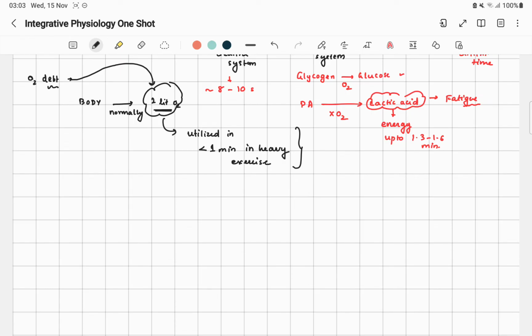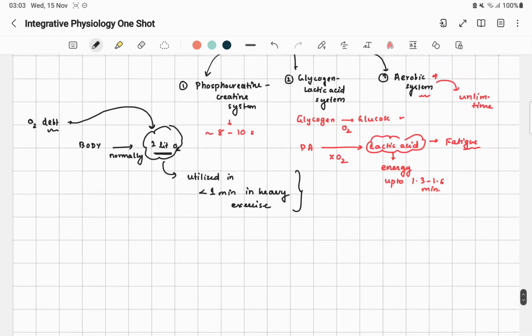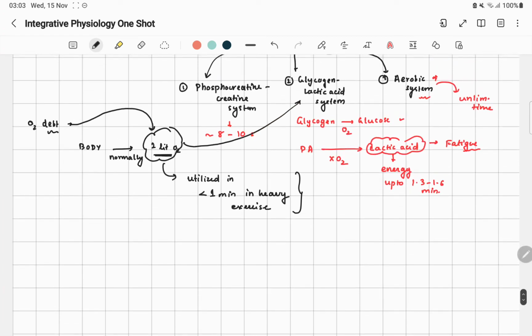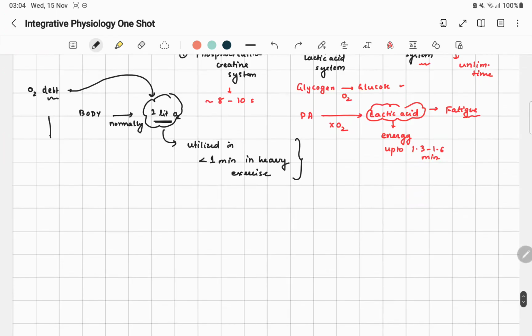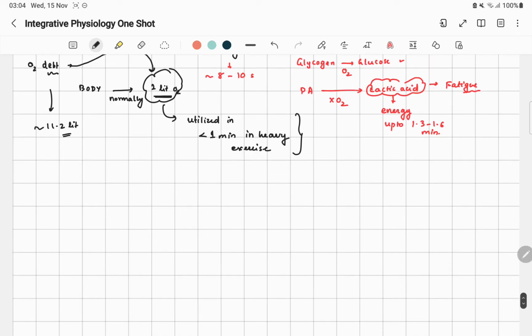Understood? Another oxygen debt includes the body stores of 2 liters and about 9 liters of oxygen for reconstituting the phosphagen and glycogen system. For reconstituting it, we need 9 liters. About 11.2 liters of oxygen debt has to be replenished back. In our body, around 11.2 liters of oxygen debt is there. Understood?